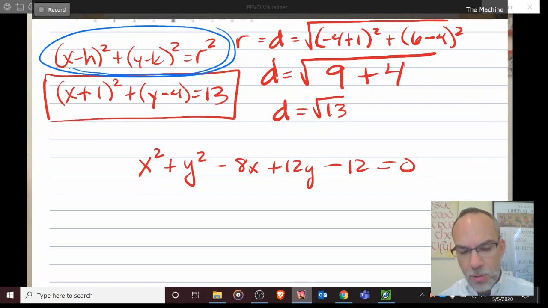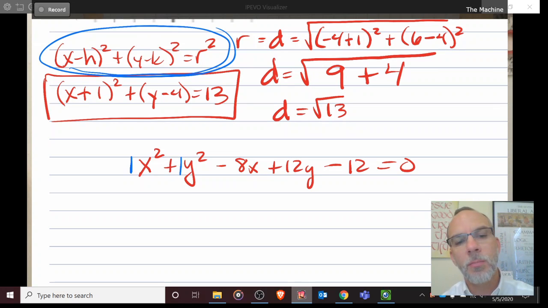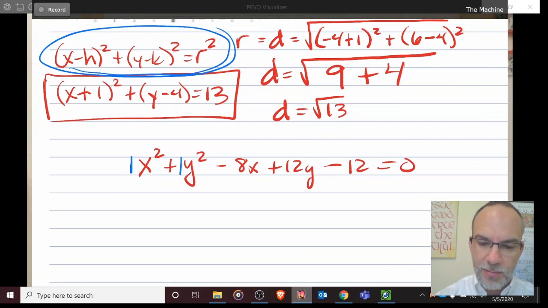Okay. Oh, side note, before I forget. Your coefficients on x squared and y squared always have to be 1 with circles. That'll be different later on, but they've got to be 1 with circles. So if you come across an equation that had some number out in front of x squared, like, I don't know, 5x squared or something like that, you would have to divide everything through by 5 to get that coefficient of 1. So be mindful of that.